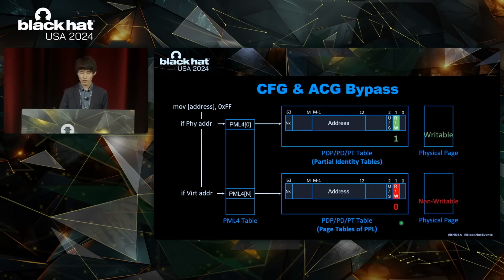However, if you write to the physical address, the page table of the partial identity mapping is referenced because this is swapped. And since the read-write bit here is set to 1, because we made this page table, the writing will succeed. So this allows you to bypass CFG with patching without worrying about ACG.